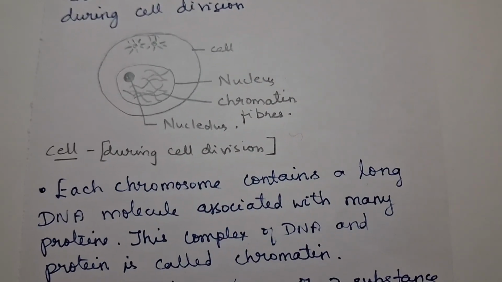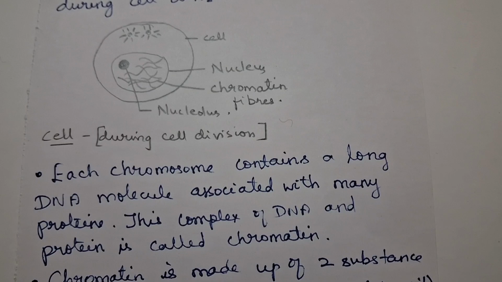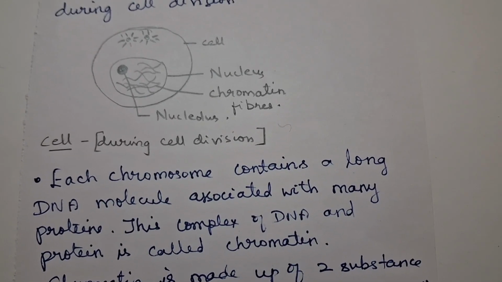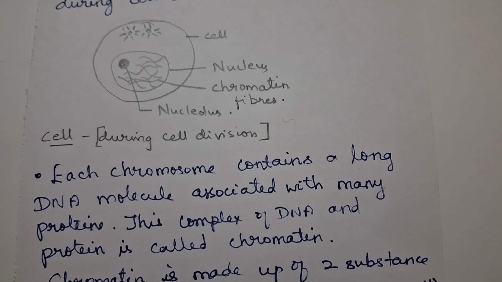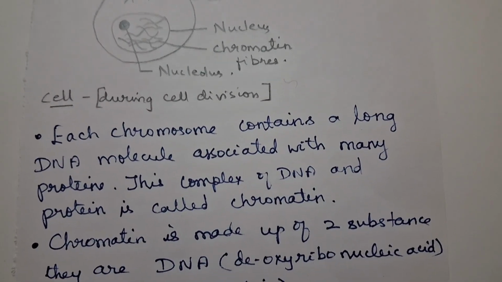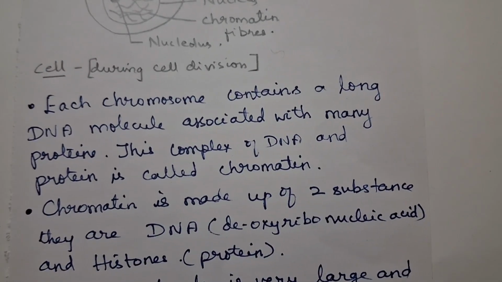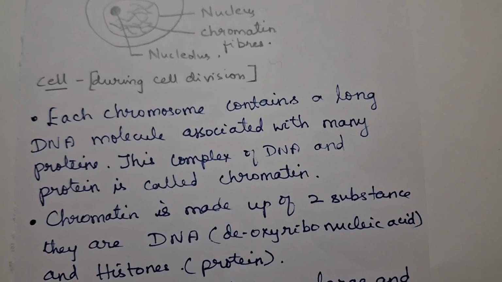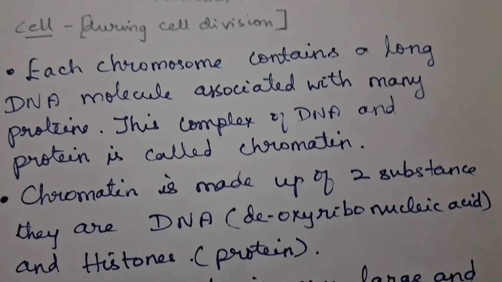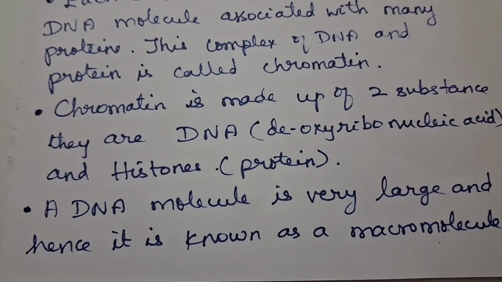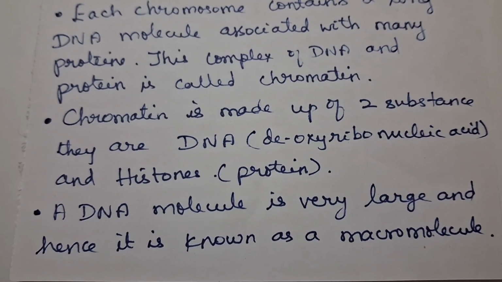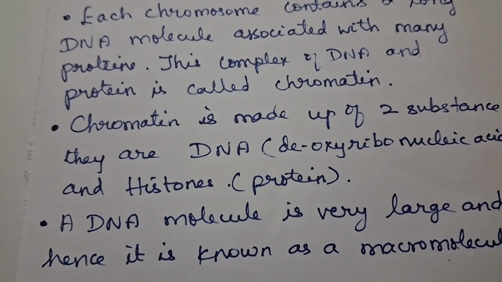Each chromosome contains a long DNA molecule associated with many proteins. This complex of DNA and protein is called chromatin. The chromatin substances are DNA and histones. DNA is nothing but deoxyribonucleic acid, and histones are proteins. A DNA molecule is very large and hence it is known as a macromolecule.